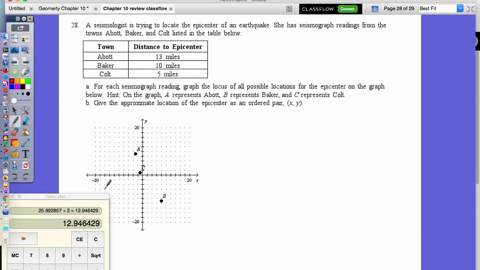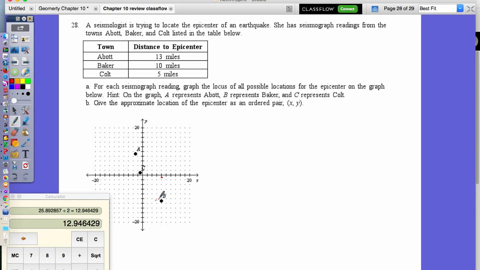Okay, number 28 is a little tricky because, first thing, the dot paper is by 2s. So when they say the locus of all possible locations, they're basically just saying the circle. If Baker is represented by D and is 10 miles to the center, we're going to count 5 spaces, and this is halfway between. So 1, 2, 3, 4, 5. It could be there, because that's 10 miles.